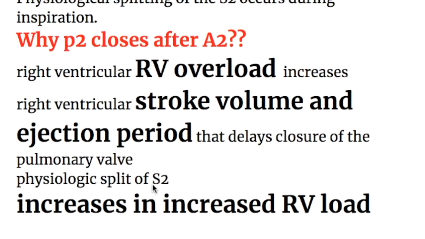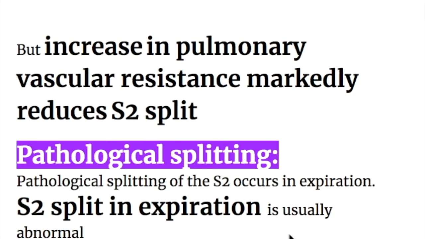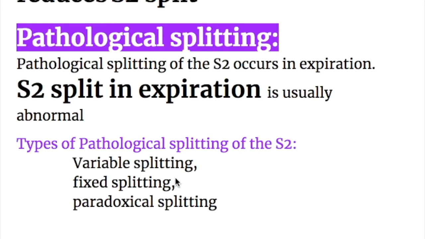Physiologic split of the S2 increases in increased right ventricular load, but it decreases when there is an increase in pulmonary vascular resistance. Let's do the pathological splitting of the second heart sound. Pathological splitting occurs in expiration. S2 split in expiration is usually abnormal.